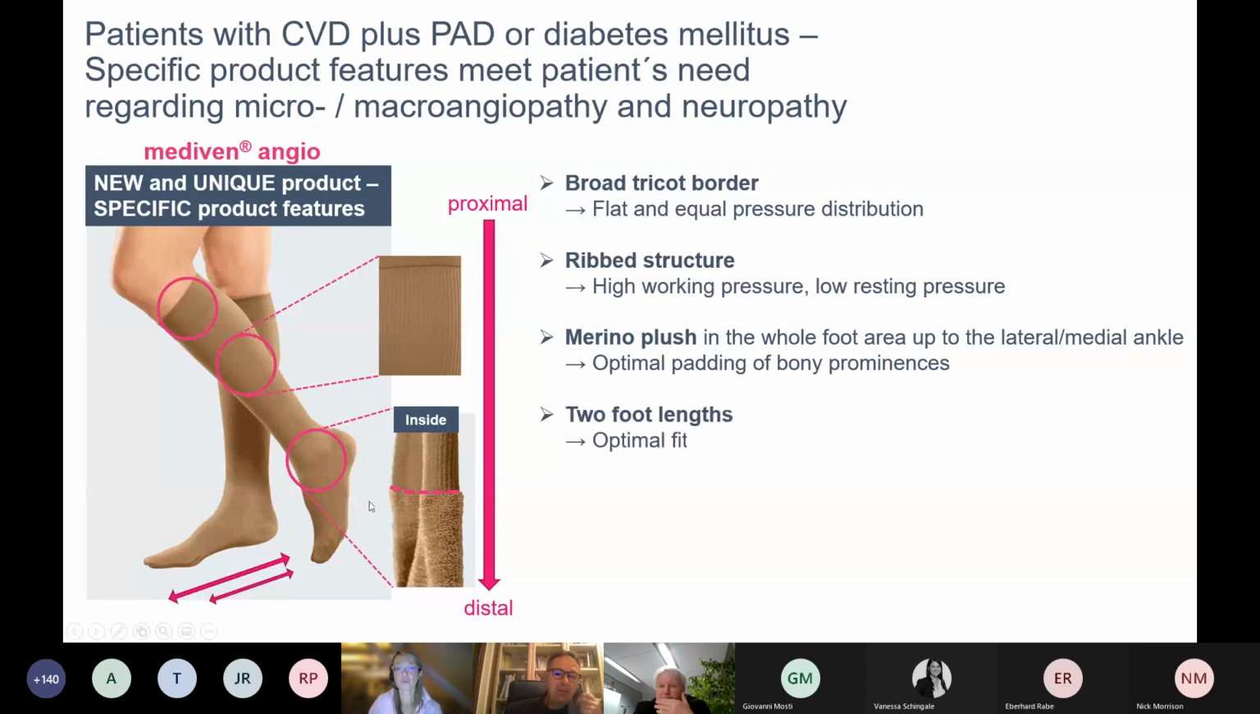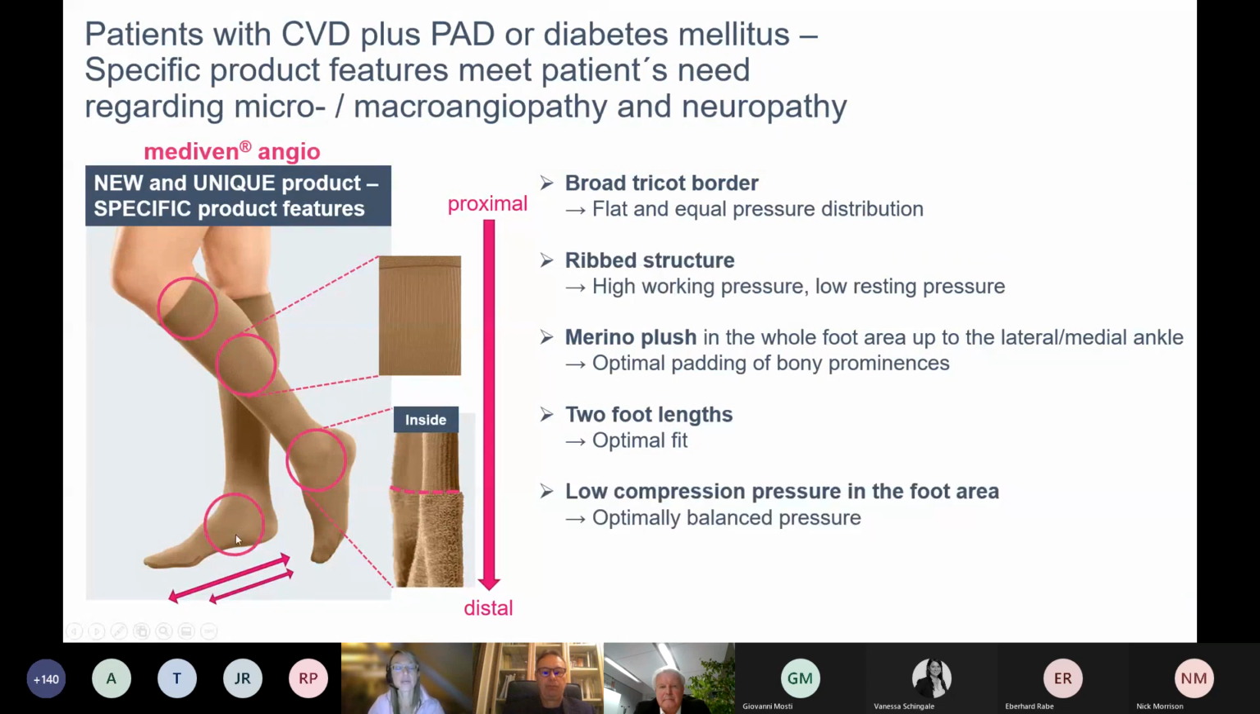Moreover, we have 2 foot lengths. That means we offer also in the ready-to-wear products 2 foot lengths in order to ensure this optimal fit, because you know the peripheral area in patients with PAD and PNP is the most critical area. And so we, of course, have to ensure this optimal fit and to prevent any constrictions, any wrinkle formations, or any tension on the toes.